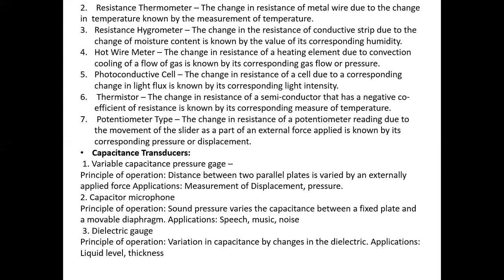Next one is the thermistor. The change in resistance of a semiconductor that has a negative coefficient of resistance is known by its corresponding measure of temperature. The thermistor has a negative resistance temperature coefficient. This is the temperature which will be measured using the thermistor. The output of the thermistor is the change in the value of resistance.